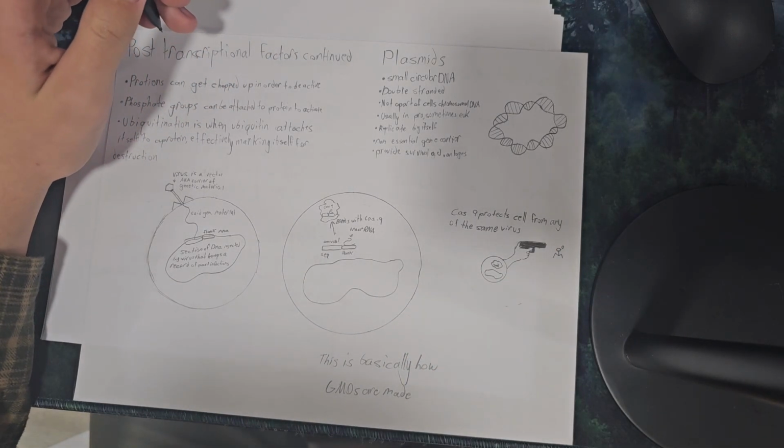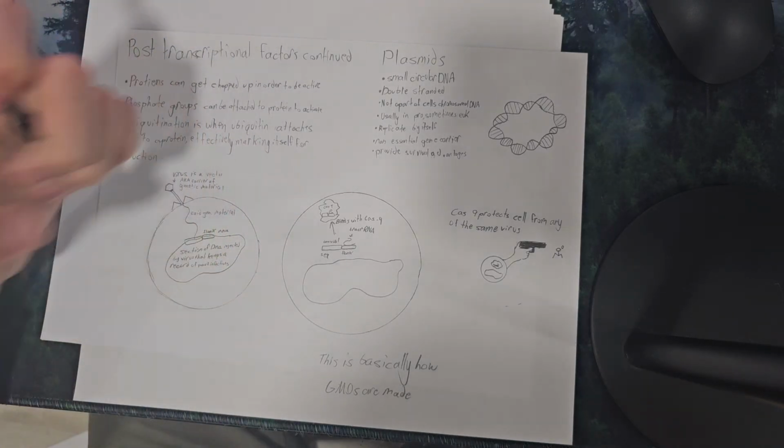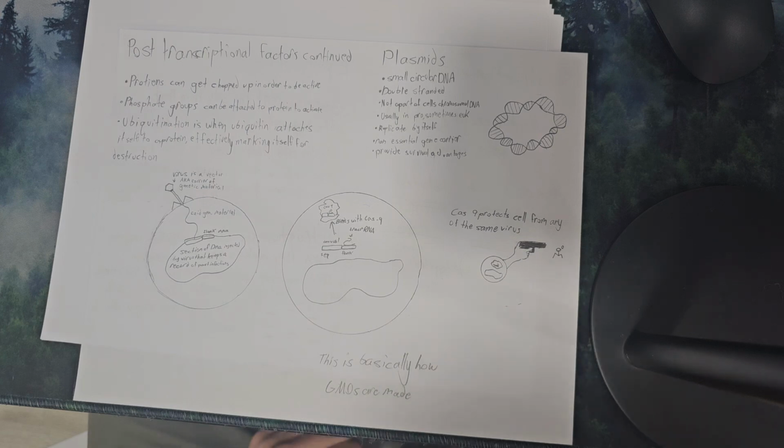And this is basically the same way GMOs are made, where you have these little viruses come in and inject a certain kind of DNA that makes strawberries sweeter or bigger or whatever, or more immune to pesticides, stuff like that.